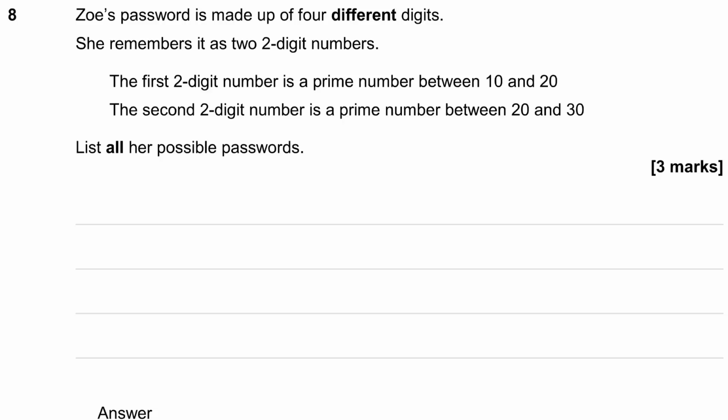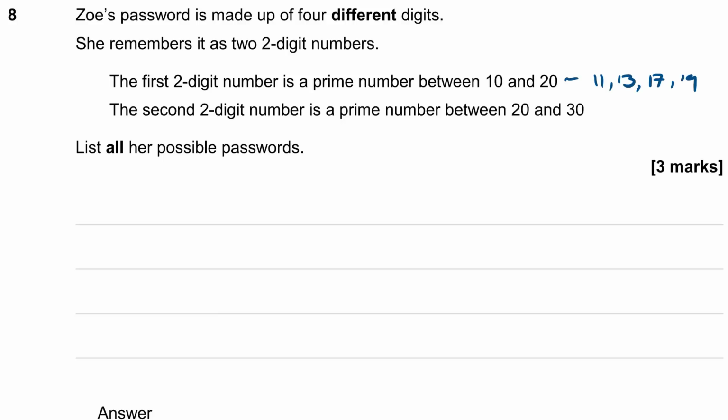Okay, so we need to know what all the primes are between 10 and 20 and between 20 and 30. So if you remember, prime numbers are numbers that have exactly 2 factors, one and itself. In other words, we don't want to be able to find any other divisors apart from 1 and the number itself. So what are the prime numbers between 10 and 20? Well, 11 is prime, 13 is prime, 15 is not because it's divisible by 3, 17 is prime, and 19 is prime. So we've got 4 possibilities for the first part of her number.